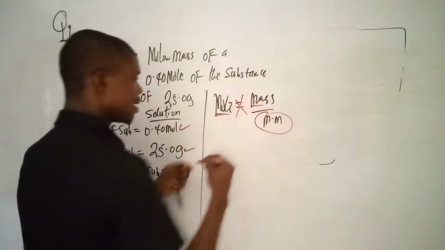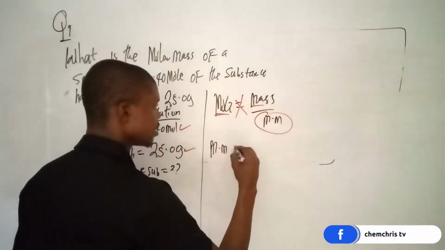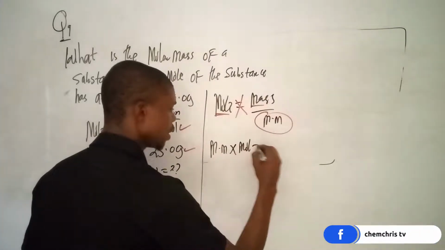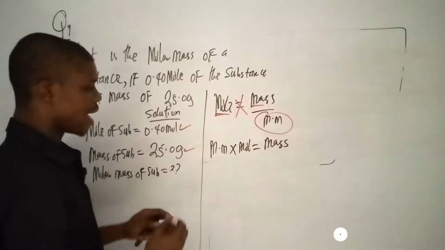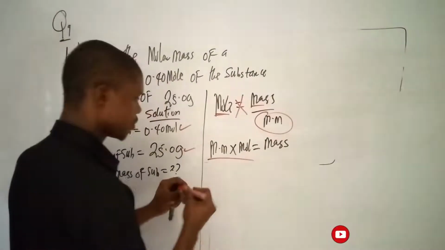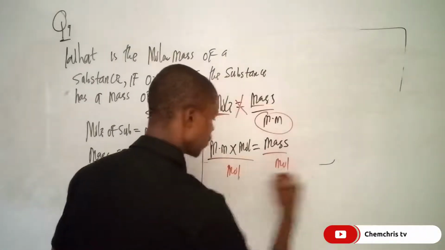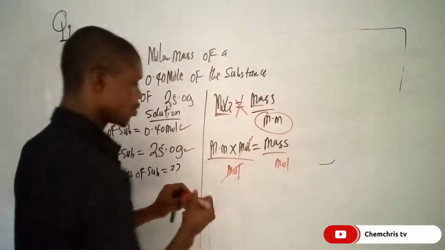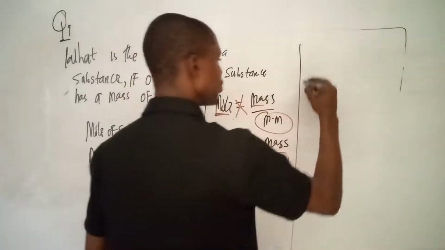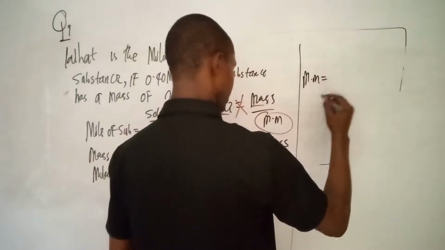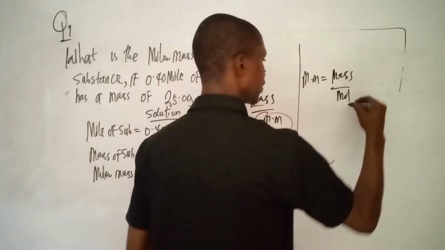What are you going to do here? Cross multiply. When you cross multiply, you get molar mass times mole equals mass. Now divide both sides by mole. What are you going to get? Now this is what you're going to get. It means that my molar mass is equal to mass over mole.